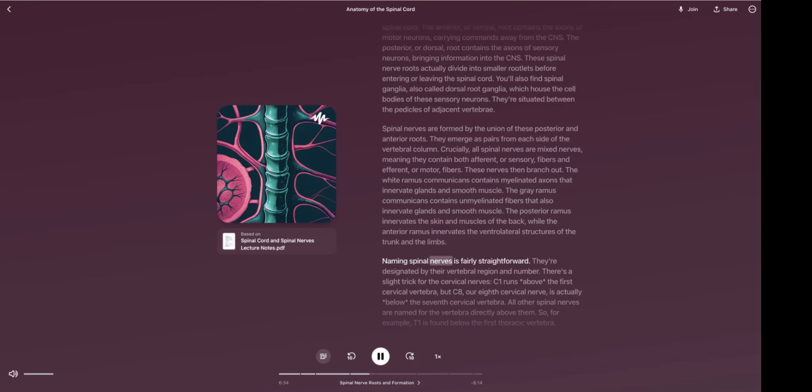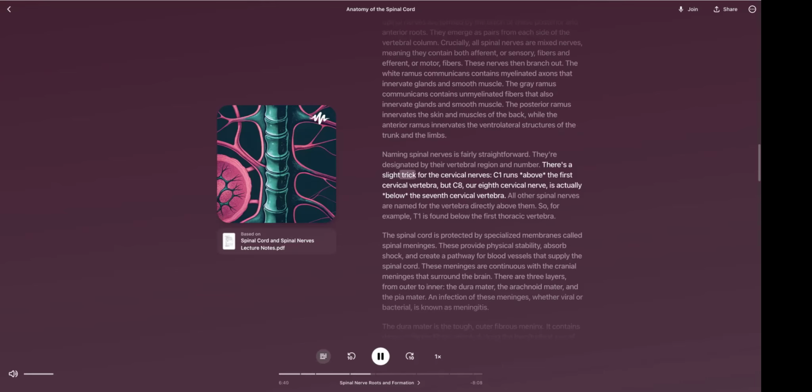Naming spinal nerves is fairly straightforward. They're designated by their vertebral region and number. There's a slight trick for the cervical nerves. C1 runs above the first cervical vertebra, but C8, our eighth cervical nerve, is actually below the seventh cervical vertebra. All other spinal nerves are named for the vertebra directly above them. So, for example, T1 is found below the first thoracic vertebra.